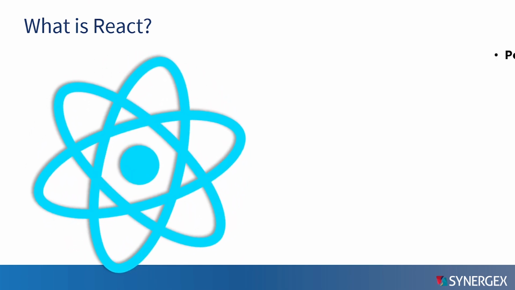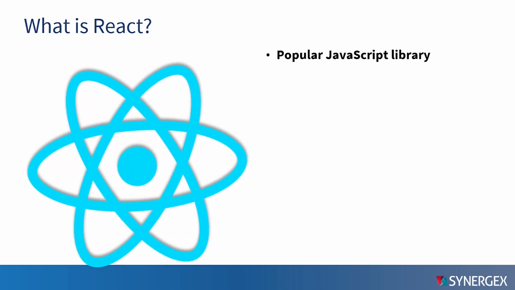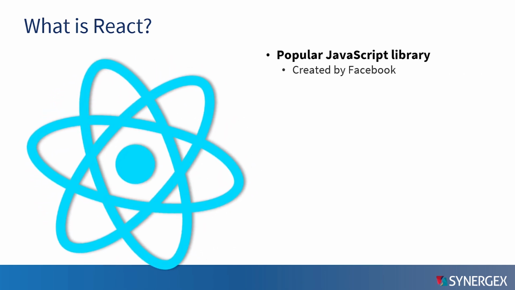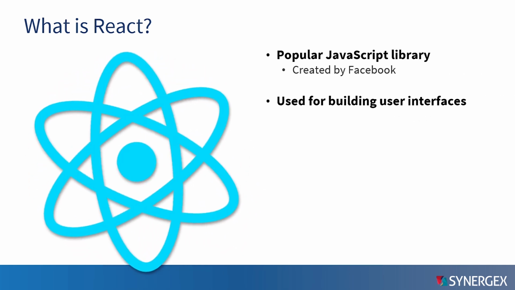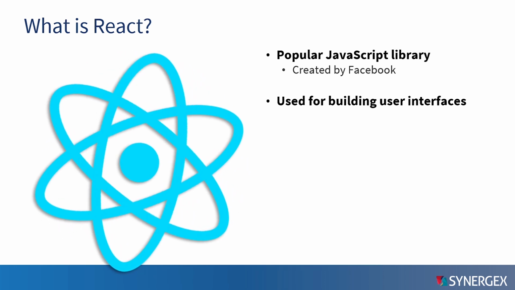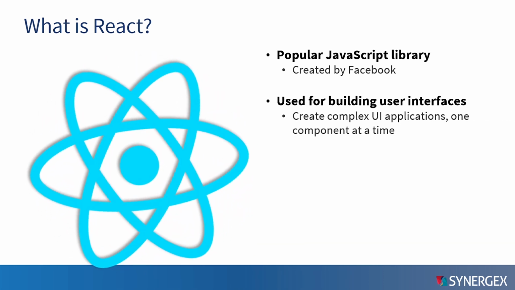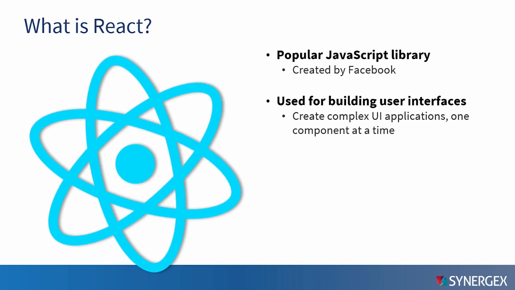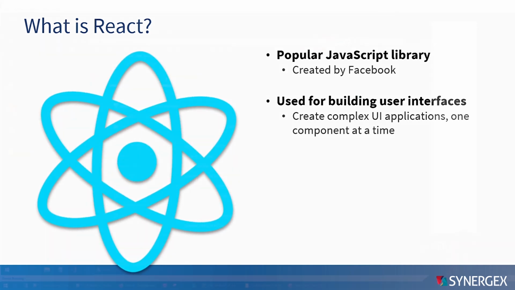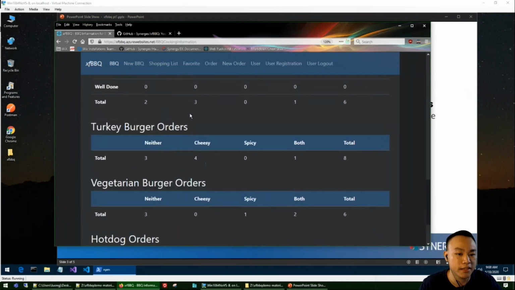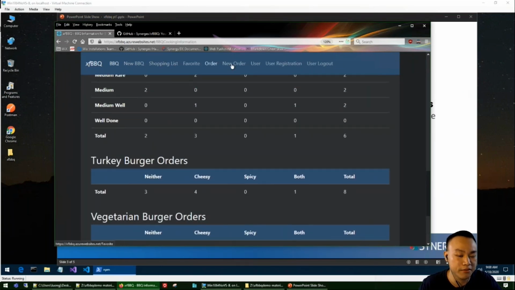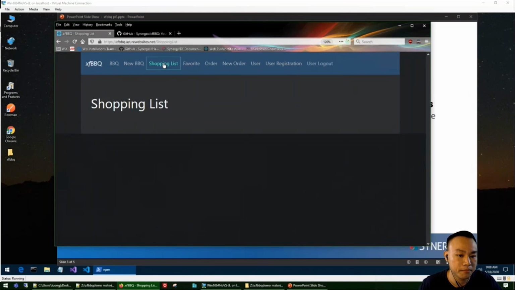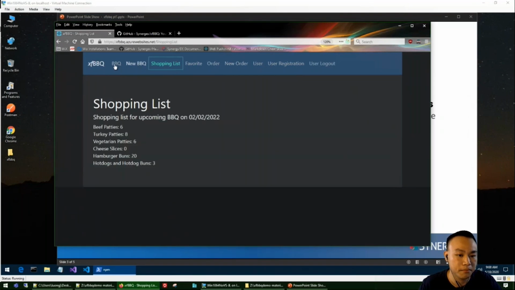Someone might ask. Well, React is a popular JavaScript library that was created by Facebook. It is primarily used for building user interfaces for the web. You could create very complicated UI applications with it. So for example, here inside xfBBQ, you can see how we have all these different pages. And that's what React allows us to do, is to have all these different pages.